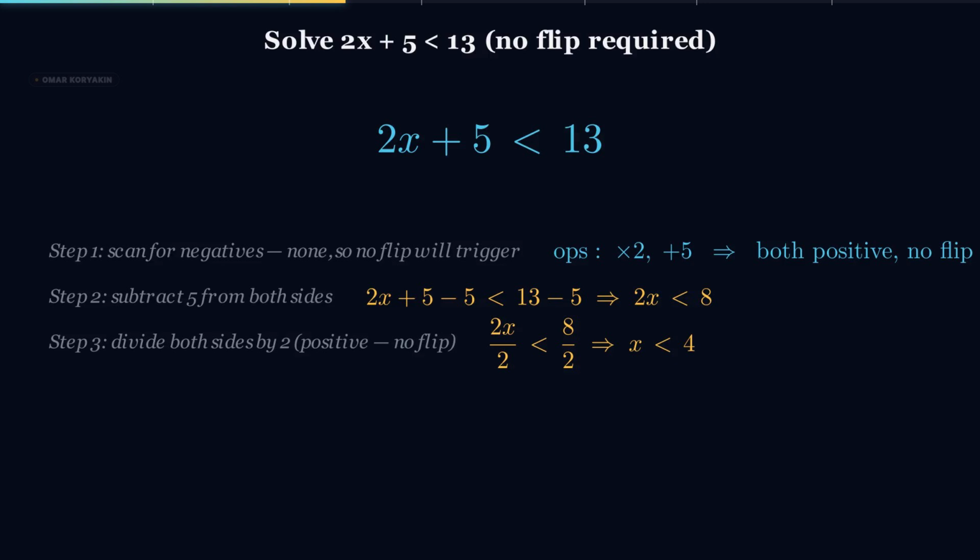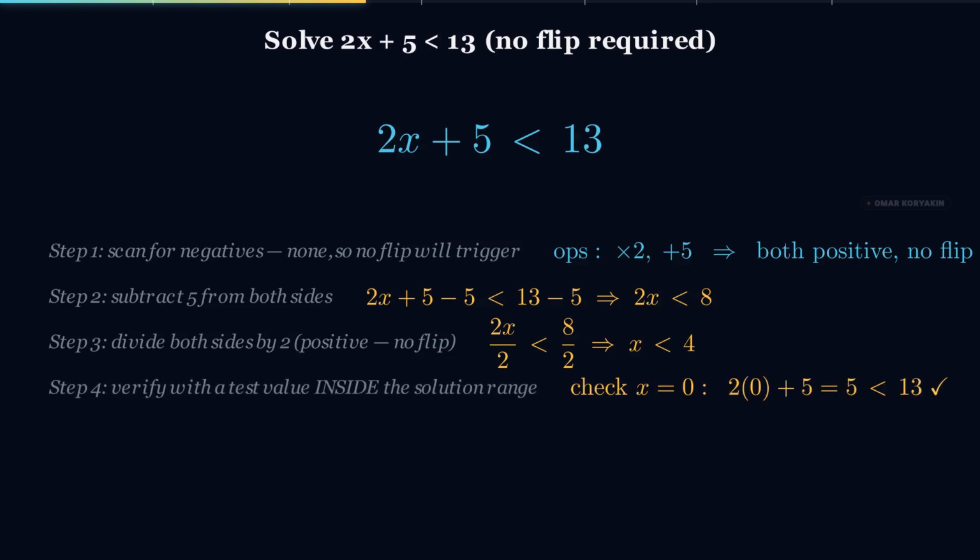Step 3. Divide both sides by 2 to undo the multiplication. The left side becomes 2x divided by 2, which simplifies to x. The right side becomes 8 divided by 2, which equals 4. The inequality is now x less than 4. The inequality direction did not change because the divisor 2 is positive, so the flip rule did not trigger.